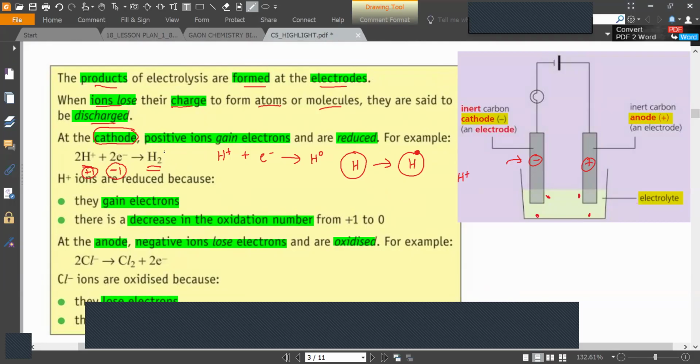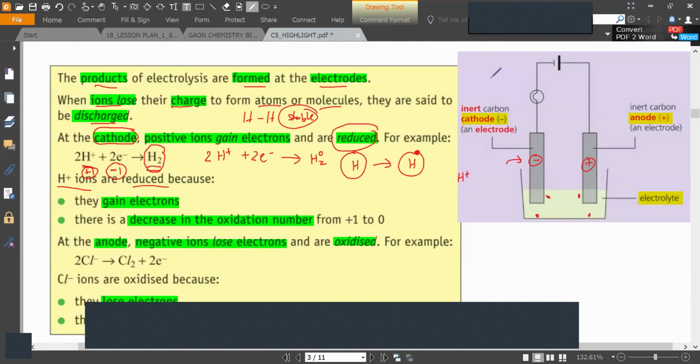But normally hydrogen is present as H2, because H2 is the stable one with the octet. So normally it's H2, which means we need to have two together, so we need to balance the equation. The H plus ions are reduced, so this is what we say a reduction. So reduction happens here.